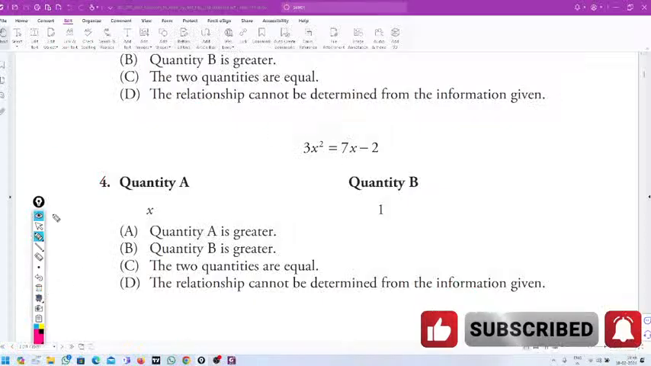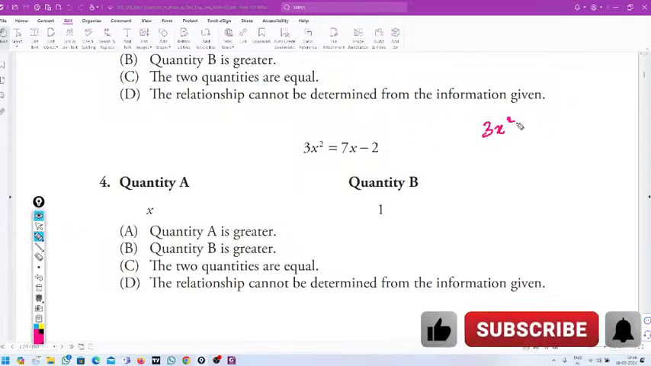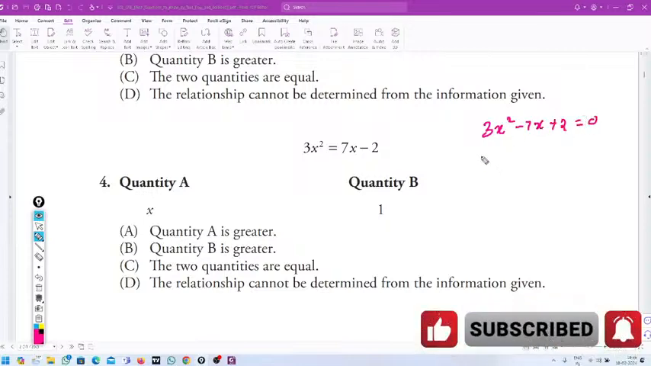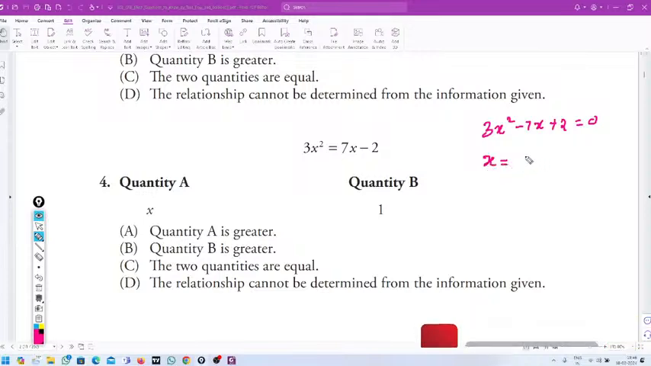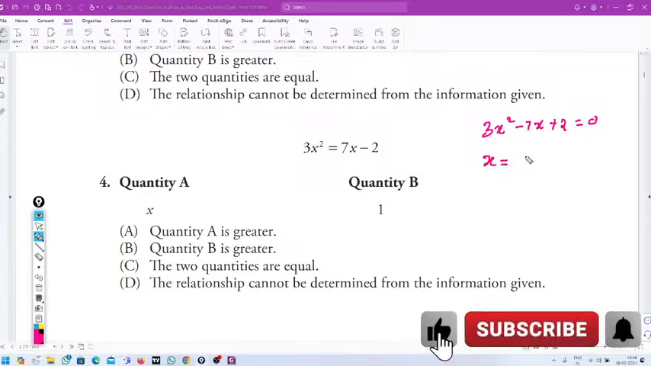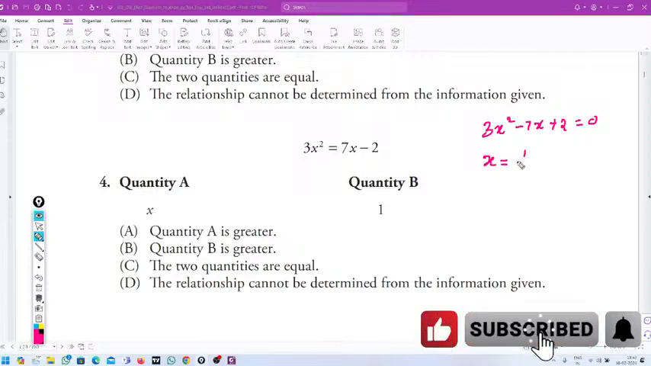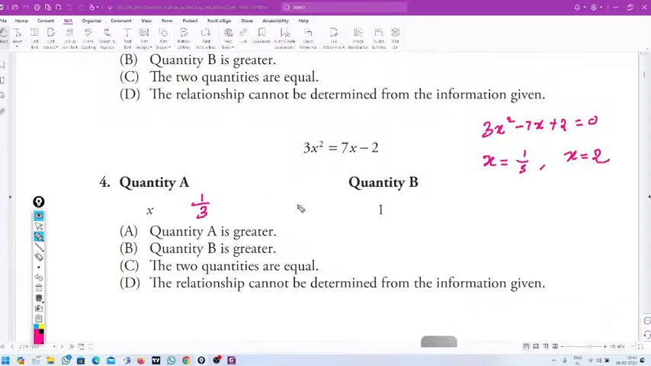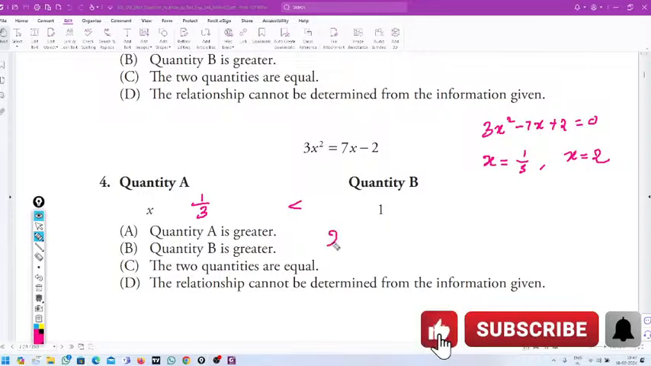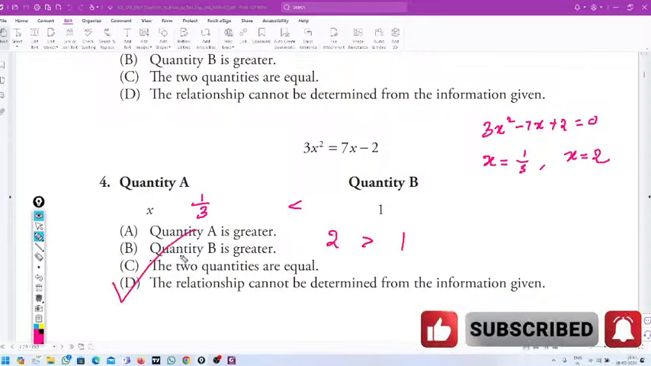Guys, what is the procedure we solved here? 3x square minus 7x plus 2 is equal to 0, and we solved for the x values and got x equal to 1 by 3. In the other case we got x equal to 2 here. One case less, other case more. So the relation cannot be determined.